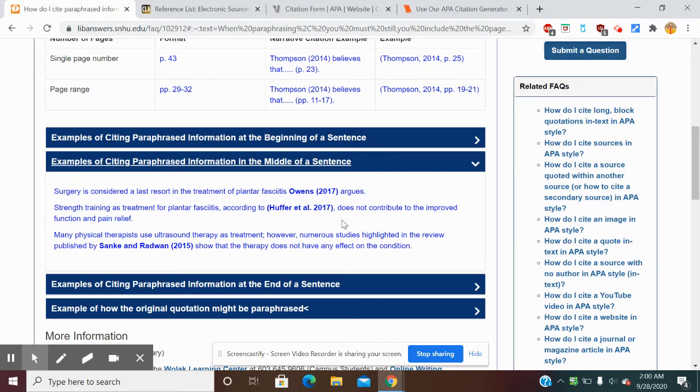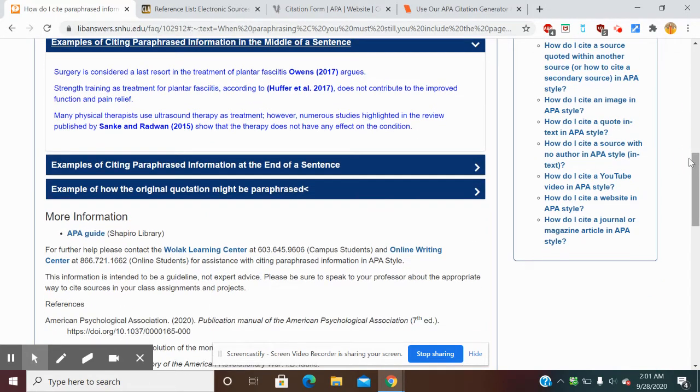Middle of the sentence citation, as you can see right here. If you want to give a page number at the end, you can, to be on the safe side. Like I said, always be on the safe side. Many physical therapists use ultrasound therapy as treatment. However, numerous studies highlighted in the review published by Snake and Redwan 2015 show that therapy does not have any effect on the condition. Again, citation in the middle, you can also add a page number to be on the safe side. And I cannot stress it enough, let's be on the safe side.